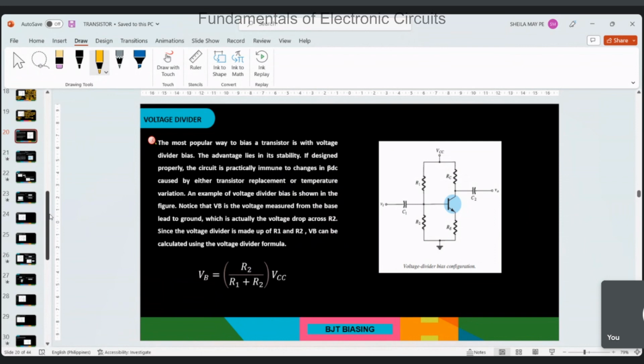If designed properly, the circuit is practically immune to changes in beta, either by transistor replacement or temperature variation. An example of voltage divider bias is shown in the figure. Notice that VB is the voltage measured from the base lead to the ground, which is actually the voltage drop across R2. Since the voltage divider is made up of R1 and R2, VB can be calculated using the voltage divider formula.